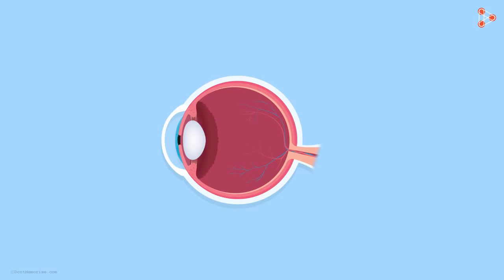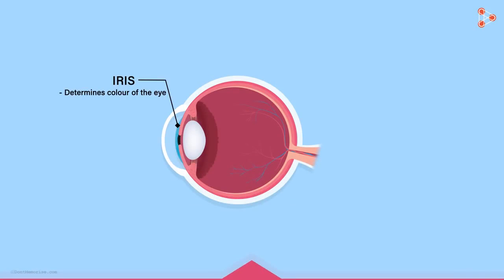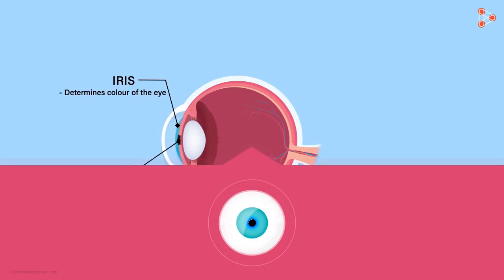Behind the cornea, there's a dark muscular structure called the iris. Iris determines the color of the eye. For instance, when we say that a person has blue eyes, it means that the color of the iris of the person's eye is blue. Now there is a small opening at the center of the iris for the light to enter. Do you know what it's called? It's called the pupil.